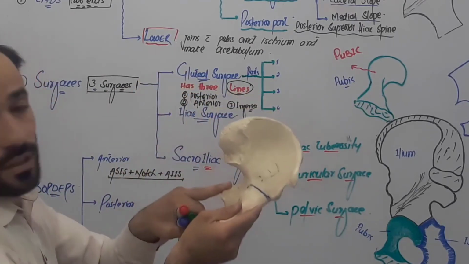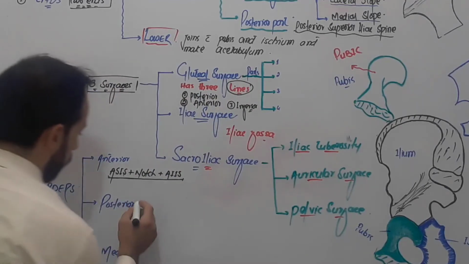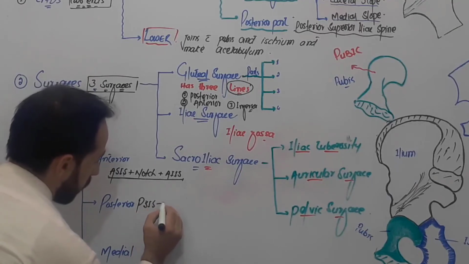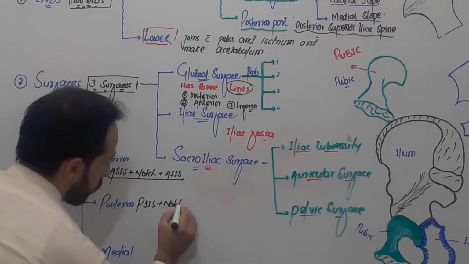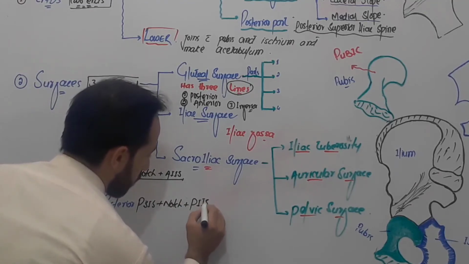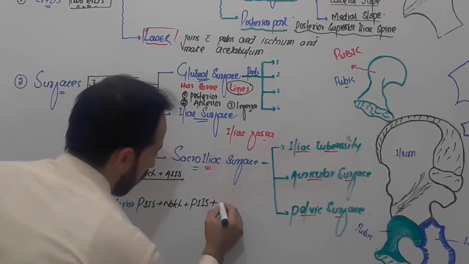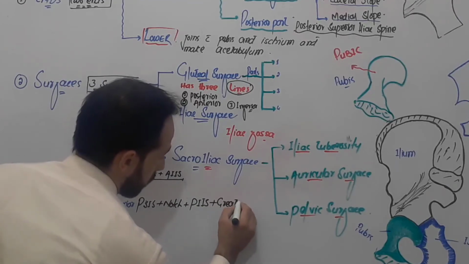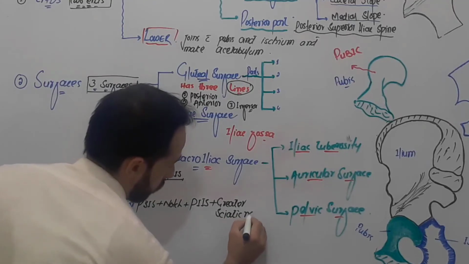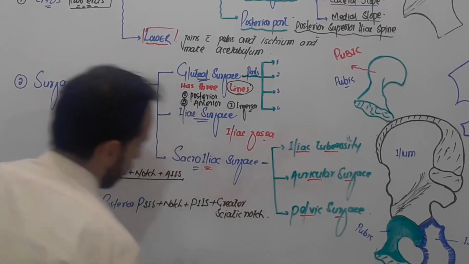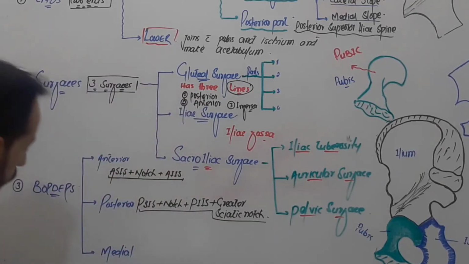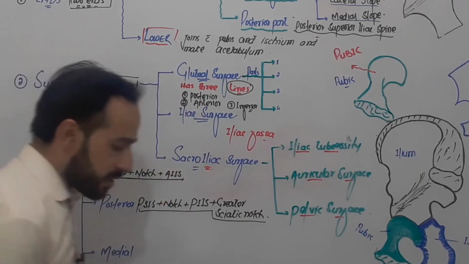Then there is the posterior border. So the posterior border is formed, as I told you, by the posterior superior iliac spine, then there is the notch, then there is the posterior inferior iliac spine, then there is the greater sciatic notch. They will unite together and they will make the posterior border.